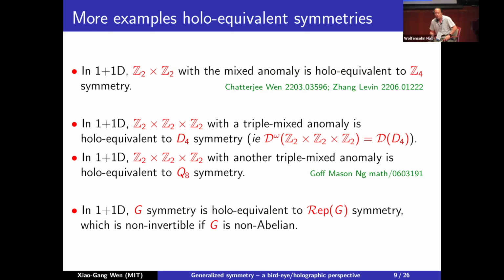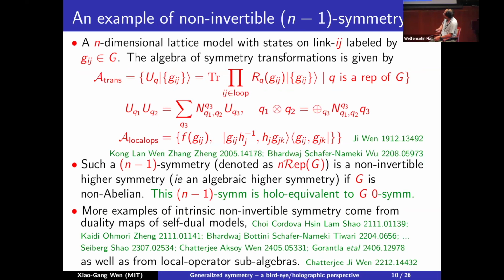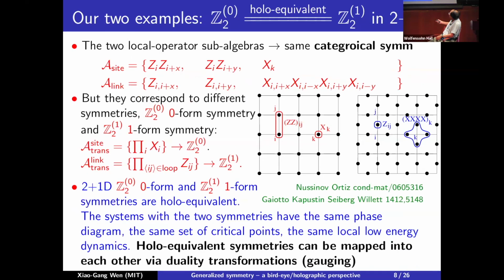Okay, and when G is non-abelian, the Rep G symmetry actually is an example of a non-invertible symmetry. So let's describe this non-invertible symmetry in some more detail. Let's consider an n-dimensional lattice where the states live on the links. So it's similar to the second model we started with here, except now on each link we have a degree of freedom labeled by the group.